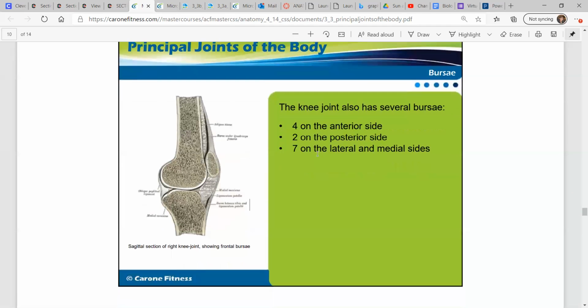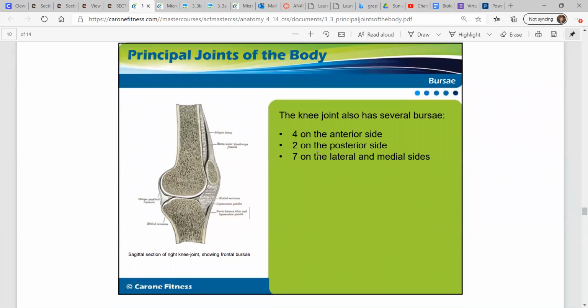The knee joint also has several bursae, 4 on the front side, the anterior side, 2 on the posterior side, and then 7 on the lateral and medial sides.